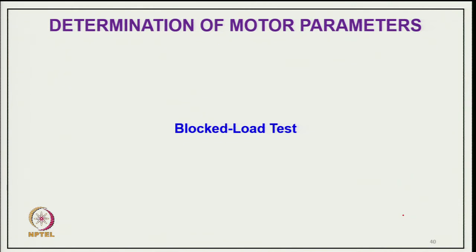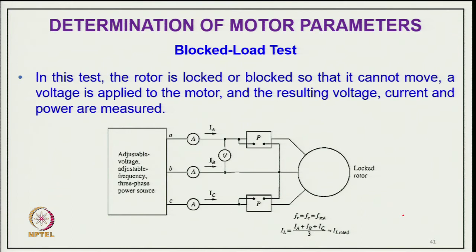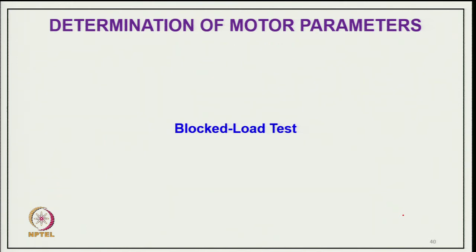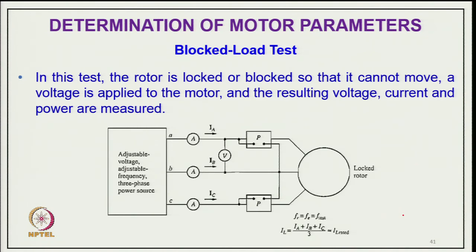So, now coming to the blocked rotor test. No load test we normally prefer to do at rated voltage, and the blocked rotor test we conduct at rated current to get the full load copper losses or winding losses. In this test the rotor is locked or blocked, so that it cannot move. A voltage is applied to the motor and the resulting voltage, current and power are measured.